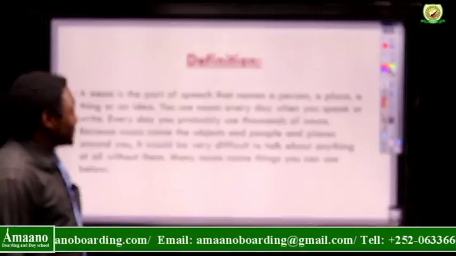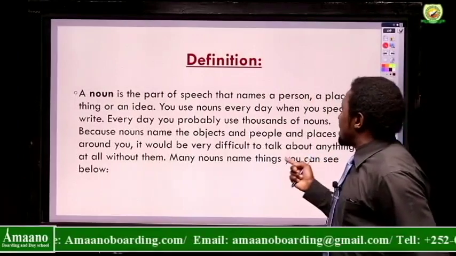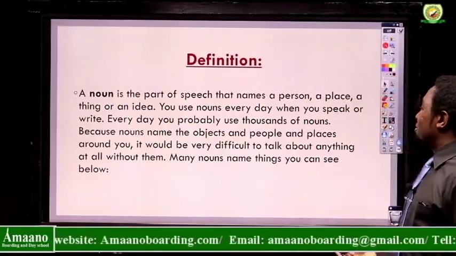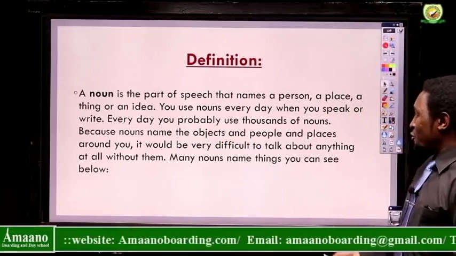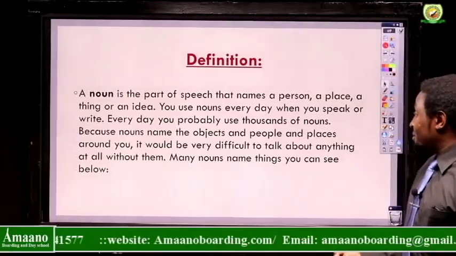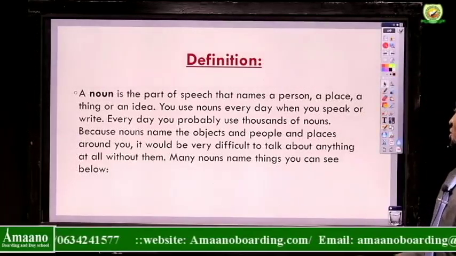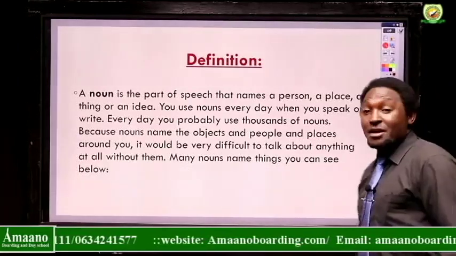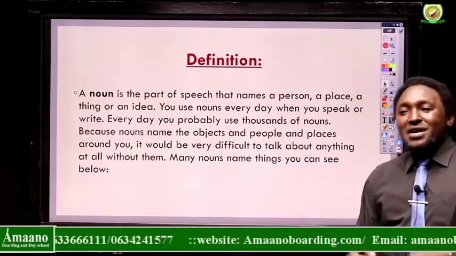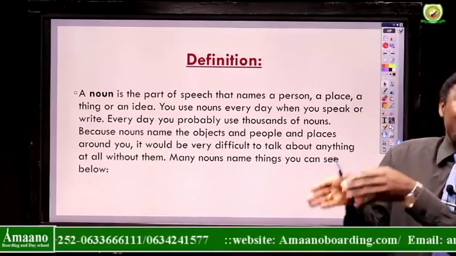A noun is a part of speech that names a person, a place, or a thing, or an idea. You use nouns every day when you speak or write. Every day you probably use thousands of nouns, because nouns name the parts, the objects, and people and places around you. It will be very difficult to talk about anything without using nouns, because everything you call, you use a noun. So a noun is a word that is used to call things. Anything that has a name, that name is a noun.